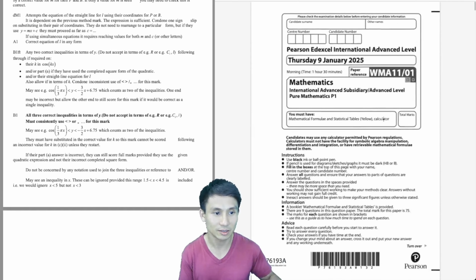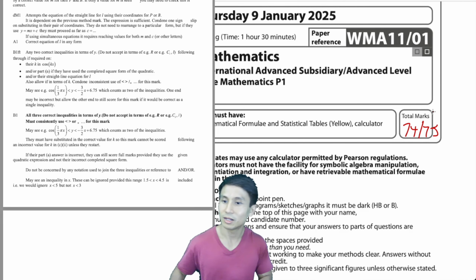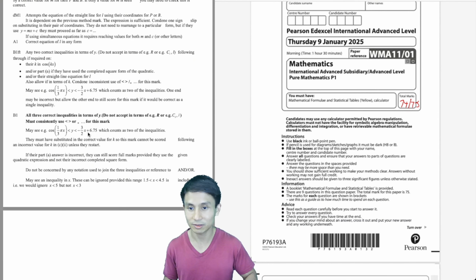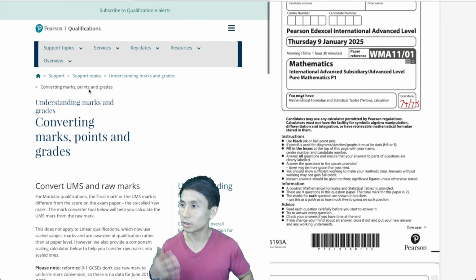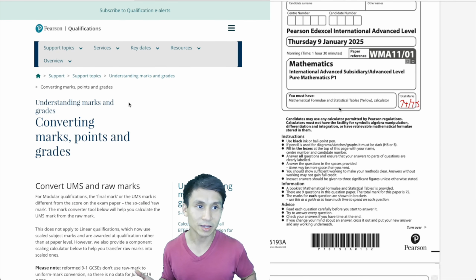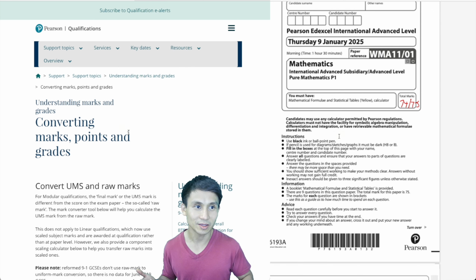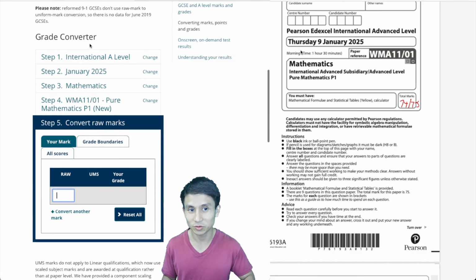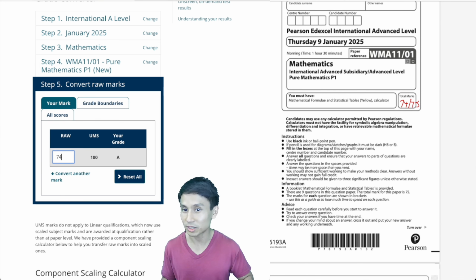This is then 74 out of 75. And let me actually check the UMS for this, if you want to check together with me. So I'm on to the qualifications.pearson, the Pearson website here. And then you can see that I choose International A-Level, January 2025, Mathematics, P1, and then I got 74, so that was 100% UMS.